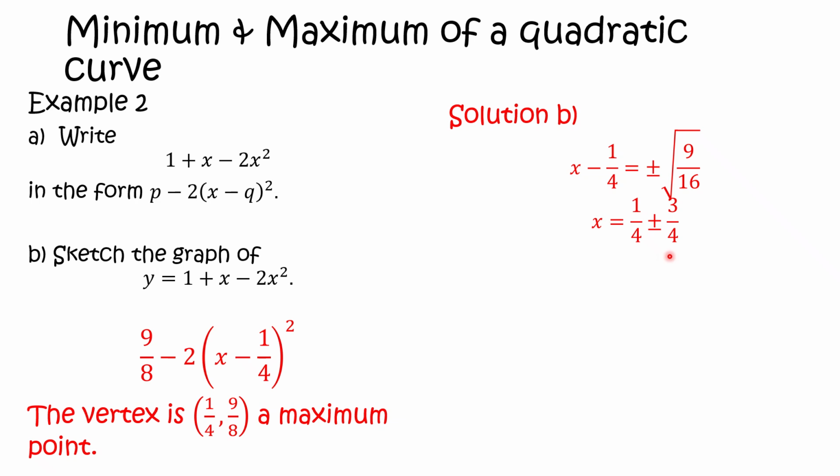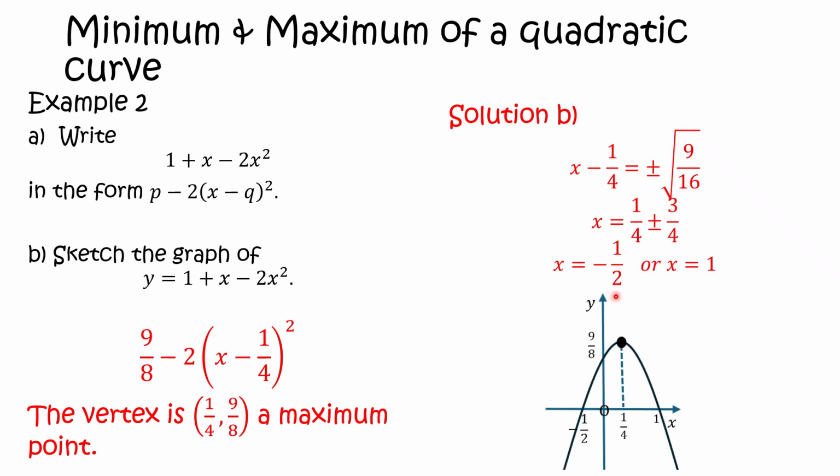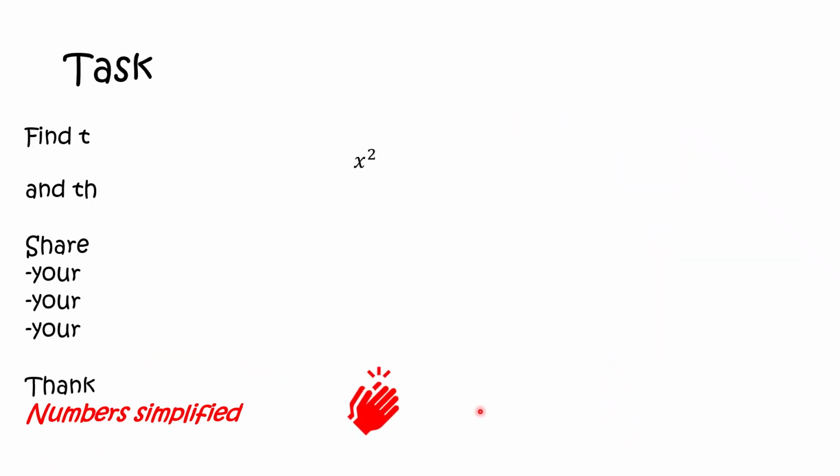So that x equals 1 over 4 plus or minus 3 over 4. And with that, we are going to get x equals minus 1 over 2, or x equals 1. And then sketching that, we are going to have the graph over here. We see the x intercepts as well as the vertex there. Then that is how we would get it.